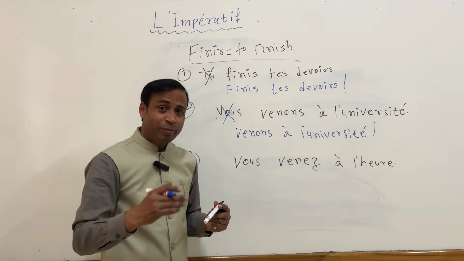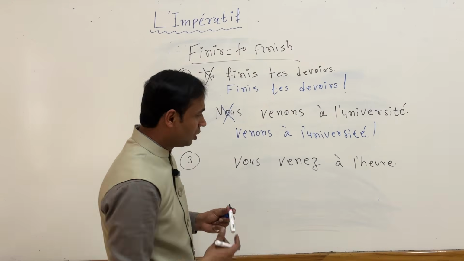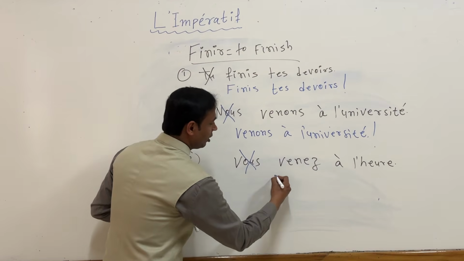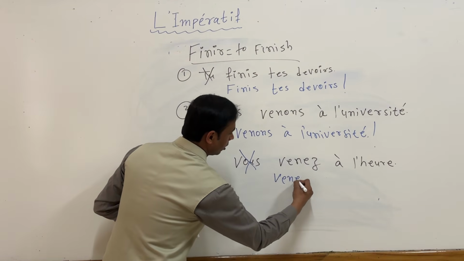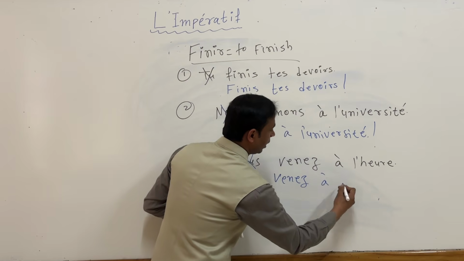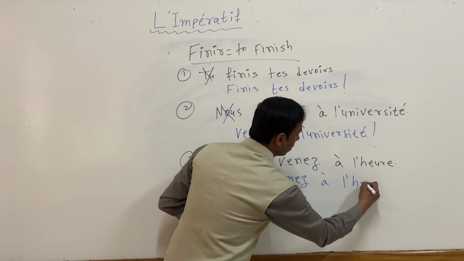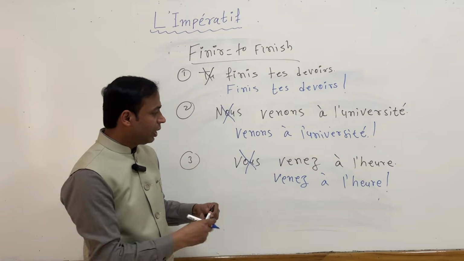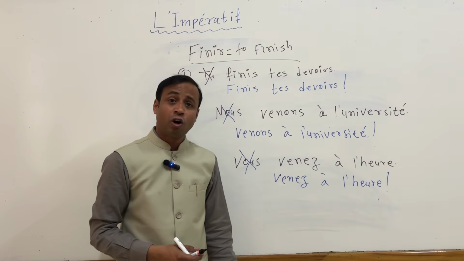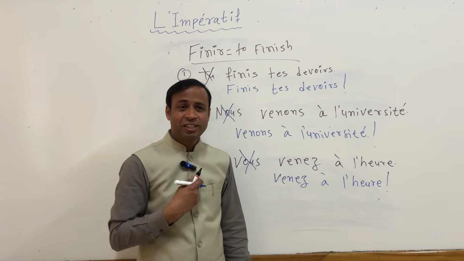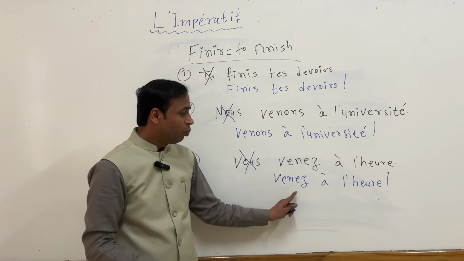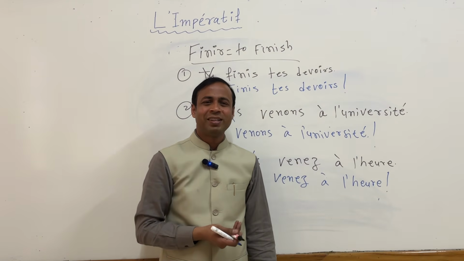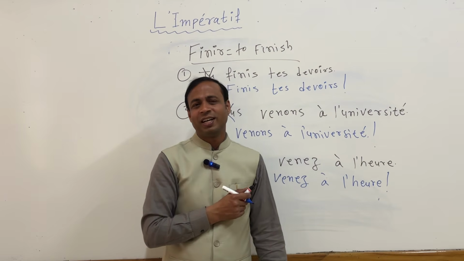Okay. So now you have to make it order or instruction or suggestion also. So how will you make it? We don't need this. Just start from here. Venez à l'heure! And then add an exclamation mark. Venez à l'heure, which means come on time. If I am a teacher and I ask my students, venez à l'heure, come on time. So this is how you have to make the imperative of IR category.